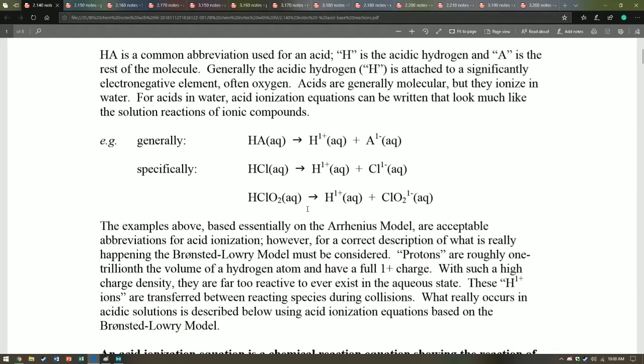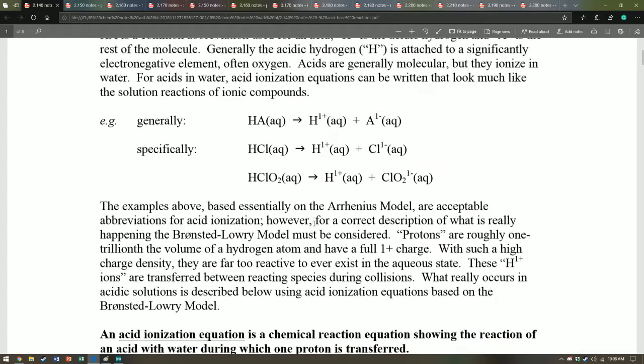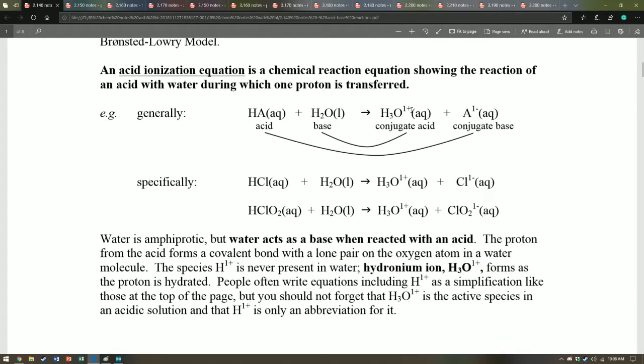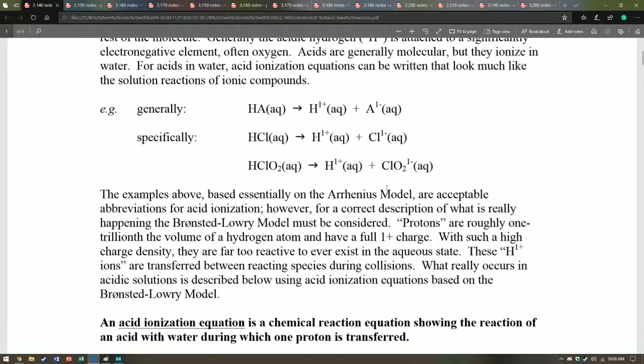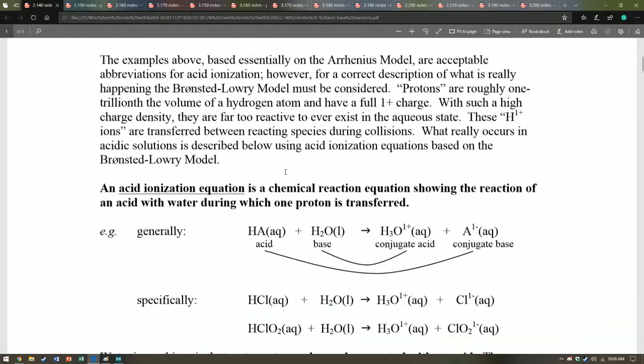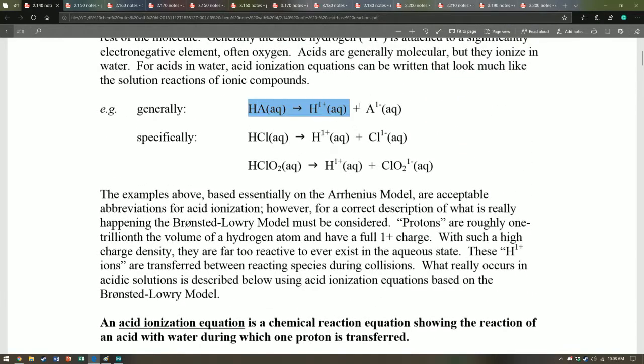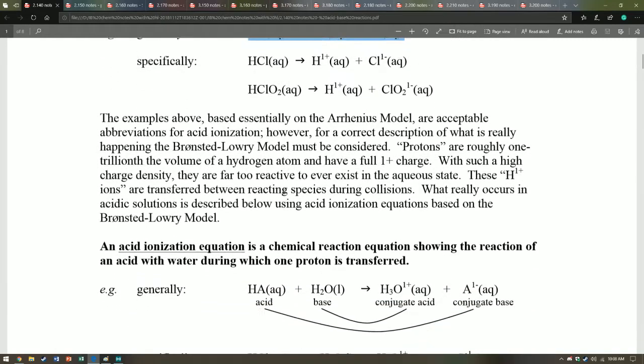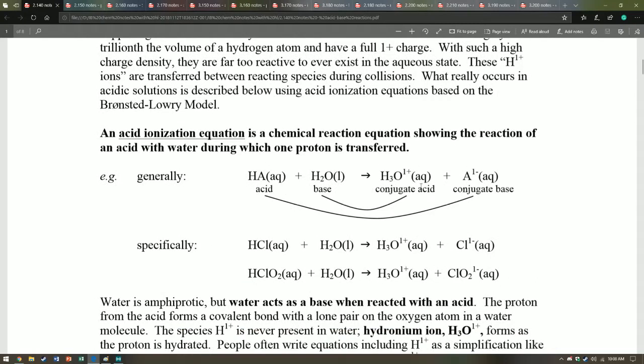You could use the Arrhenius model to justify this. However, what actually happens is this, the actual acid ionization equation, where HA plus H2O makes H3O plus and A minus, generally. So this is what actually happens. Now, for the higher levels, where we'll be studying quite a bit more acid-base chemistry, you do tend to simplify it like this, and you'll get Ka and Kb based off this expression here. However, keep in mind that this is actually what happens.